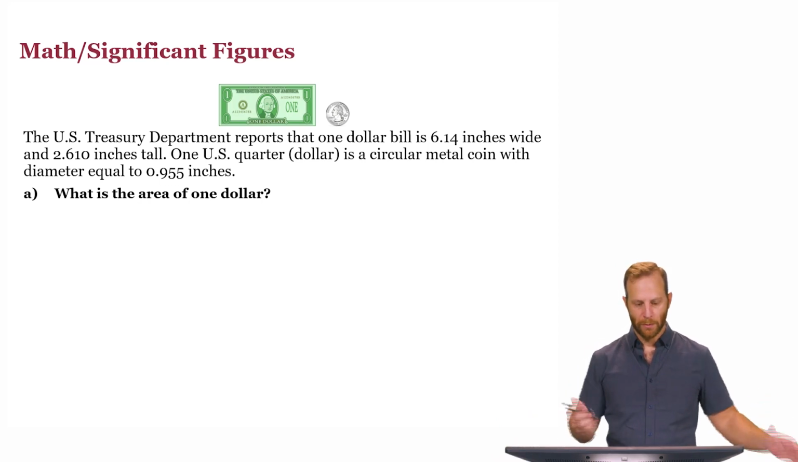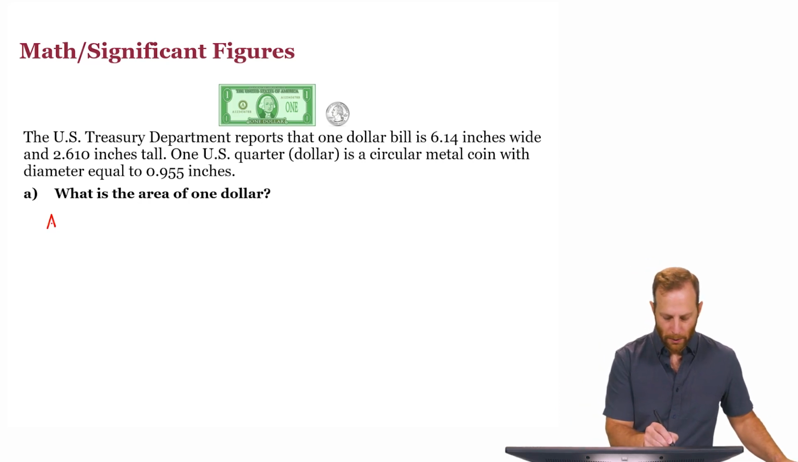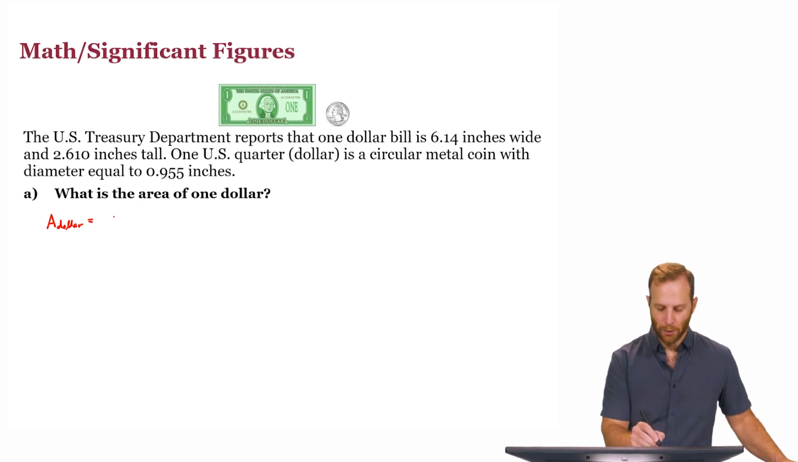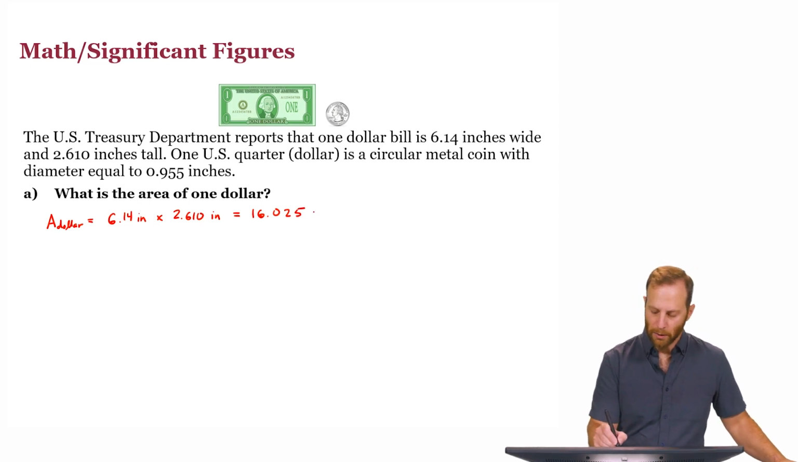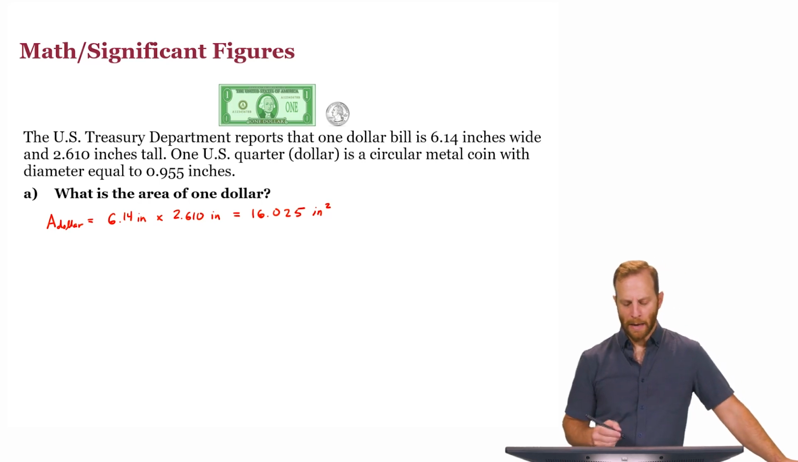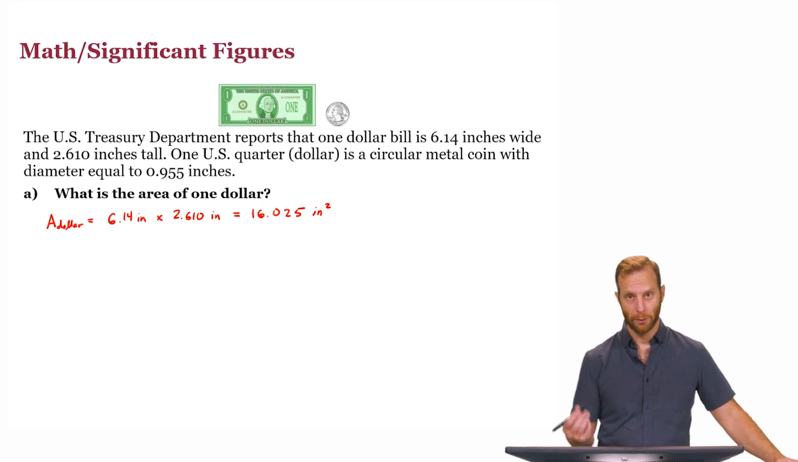Well, we're given some measurements, and so we can begin writing down the area of the dollar as the width times the height. So we can write 6.14 inches times 2.610 inches. When we do that multiplication, we find that this is 16.025 and some more digits that I'll leave off, and this is inches squared because it's an area. Now, should we report all of those digits? In other words, do we trust them enough to circle that as our final answer?